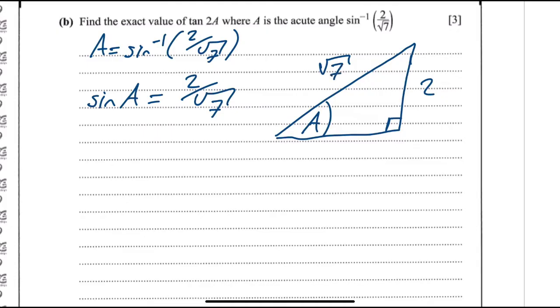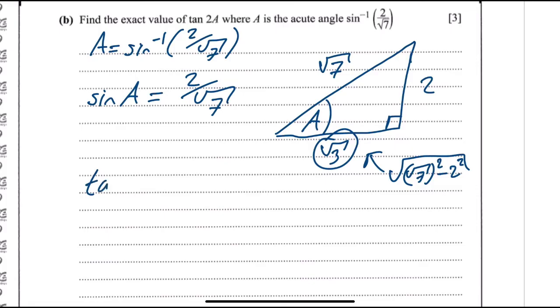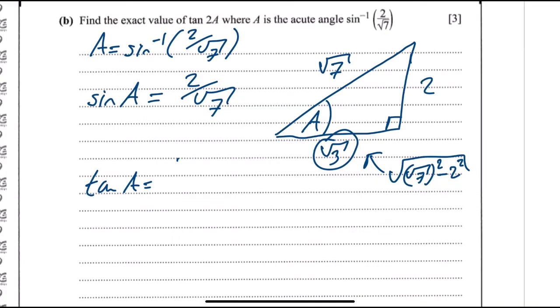So the 2 goes here, that's where the opposite is. The root 7 goes there, that's where the hypotenuse is. Now, by Pythagoras, this side is going to be the square root of root 7 squared minus 2 squared, which works out to be root 3. Okay, so that means you can get what tan A is from this triangle. Tan is equal to opposite over adjacent, so 2 over root 3.